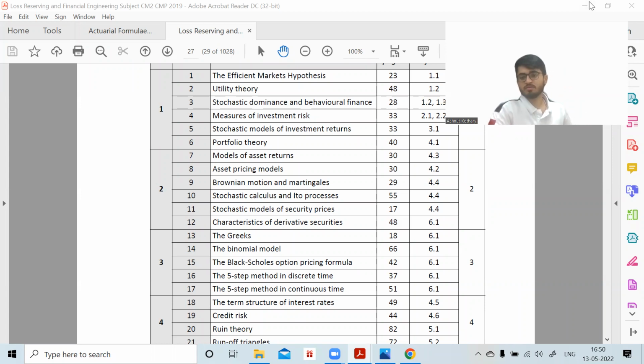There are no classes scheduled this weekend. Starting from next week, the classes will be on Tuesday and Thursday, at the same time, 1 p.m. I might keep additional classes as well. The timings of those are something I will communicate in the group itself.